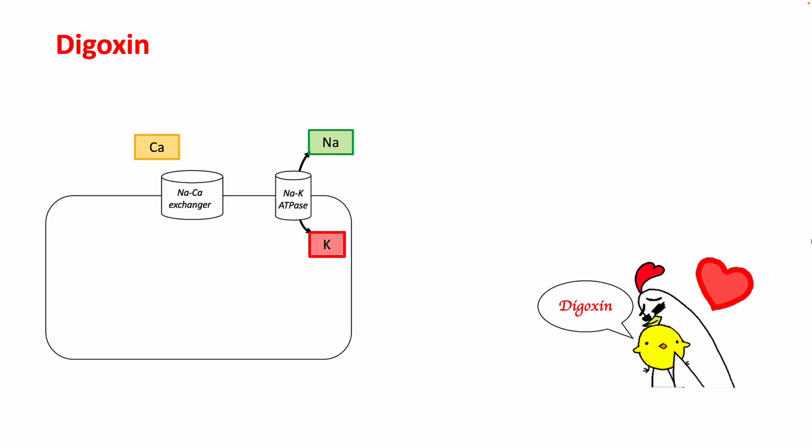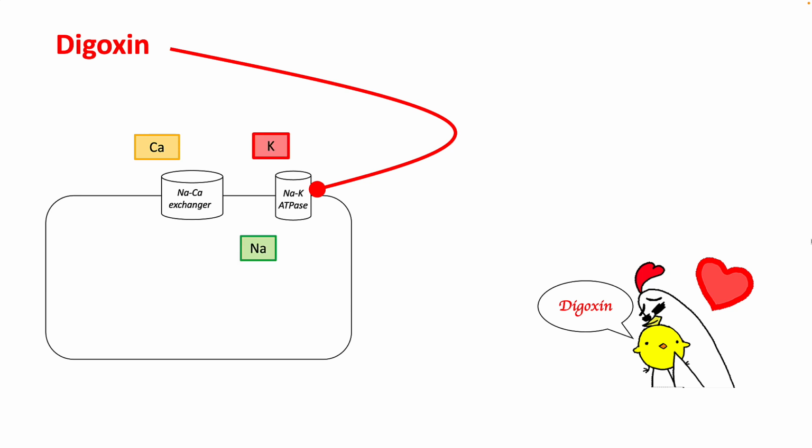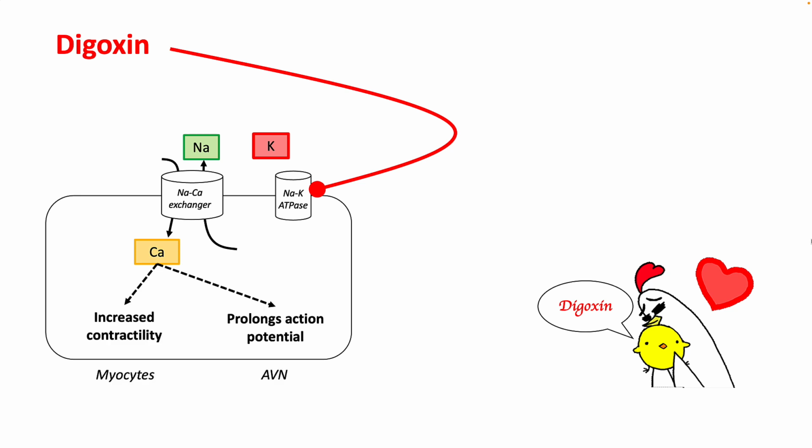Digoxin is one of the other medications that can improve contractility by different means. It inhibits your sodium-potassium ATPase, whose function is to keep the sodium out and potassium in. When you inhibit this transporter, your sodium remains intracellular and is now exchanged with calcium, so you increase your cytosolic calcium levels. This increases the contractility and it also prolongs action potential in AV node.